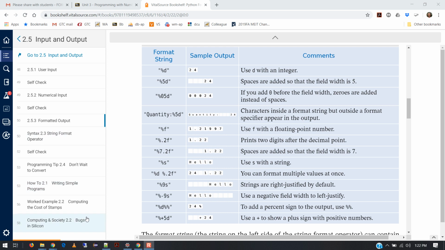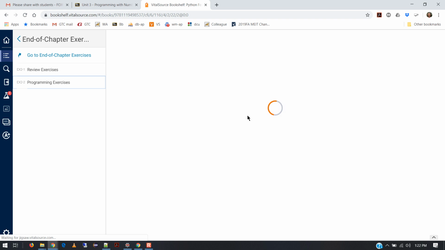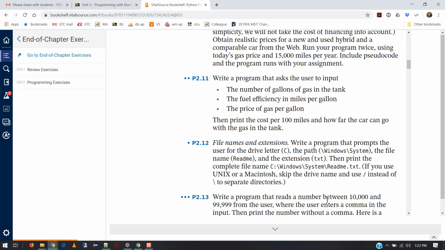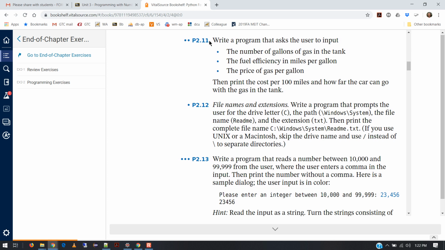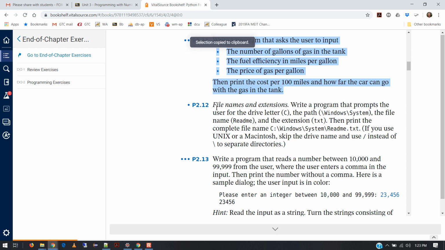So I'm going to go back to the exercise section of the chapter here, and it's exercise 2.11. So I'm scrolling down, and this is our task here. It says, write a program that asks the user to input the number of gallons in the tank, the fuel efficiency in miles per gallon, the price of gas per gallon, and then print the cost per 100 miles and how far the car can go with gas in the tank. So I'm going to do this little technique that I taught you guys, which is I'm going to just copy this text and then bring it right over to my IDE.